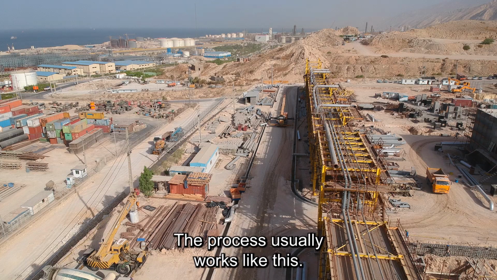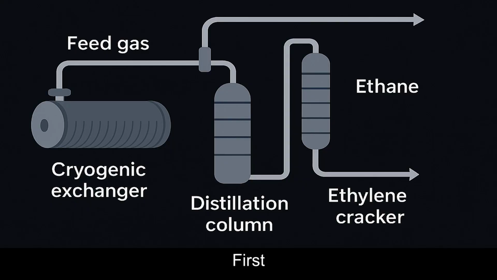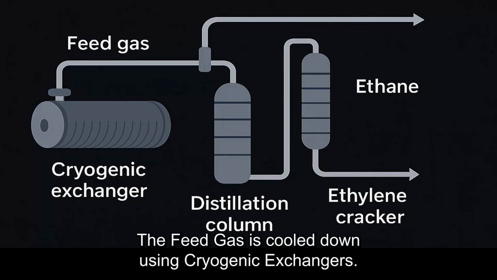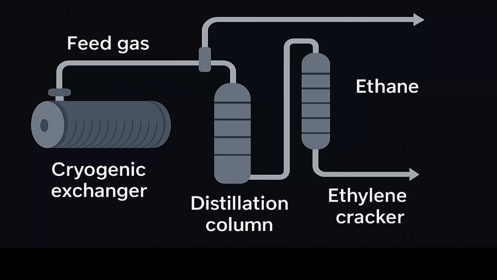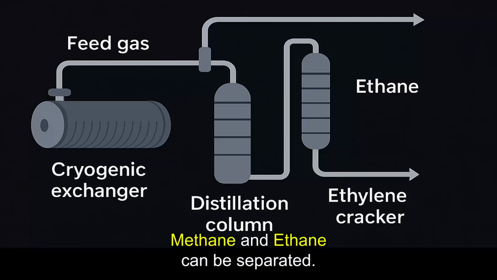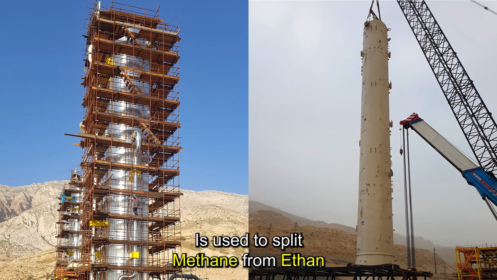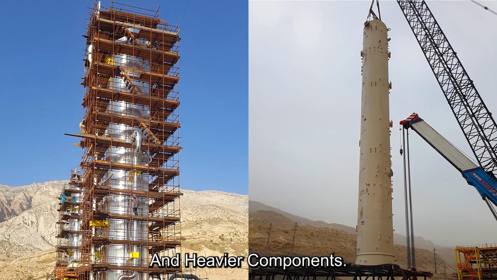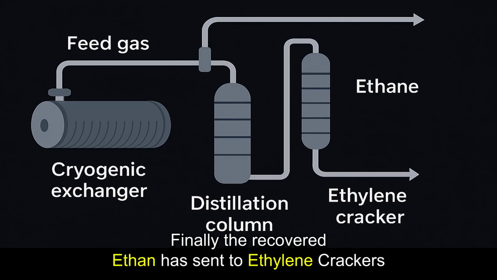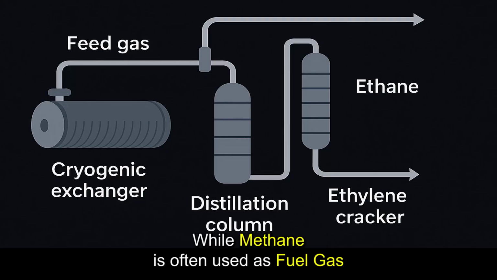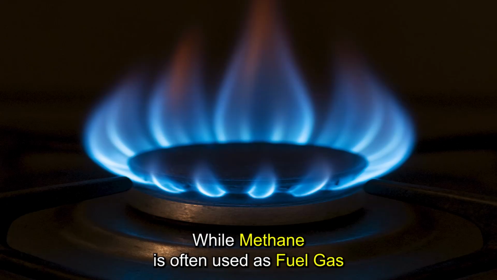The process usually works like this. First, the feed gas is cooled down using cryogenic exchangers. At very low temperatures, methane and ethane can be separated. A distillation column, often called the demethanizer, is used to split methane from ethane and heavier components. Finally, the recovered ethane is sent to ethylene crackers, while methane is often used as fuel gas.